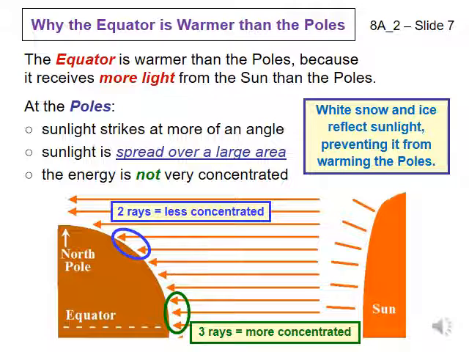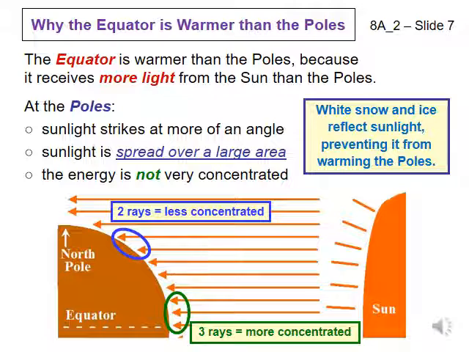The equator is warmer than the poles, because it receives more heat from the sun. Sunlight shines directly down upon the equator, but approaches the poles at an angle. As a result, sunlight is spread out over a wider area at the poles.